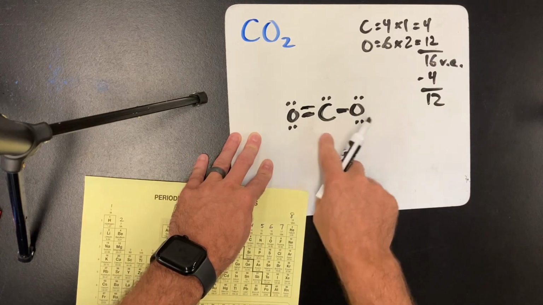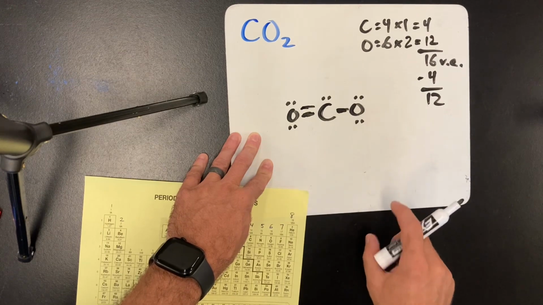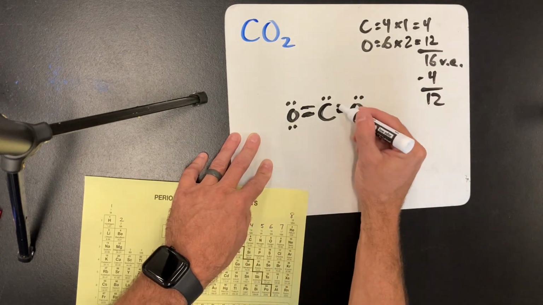Now carbon's happy, this oxygen's happy, so we've got 1 more to make happy. They've only got 6 valence electrons. So we can do that 1 more time on this side.